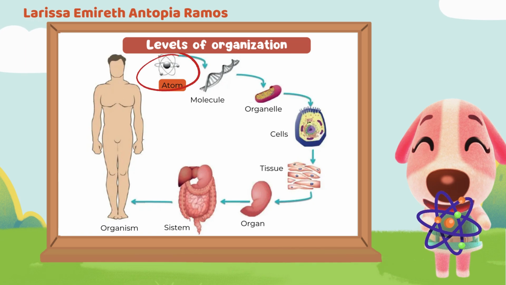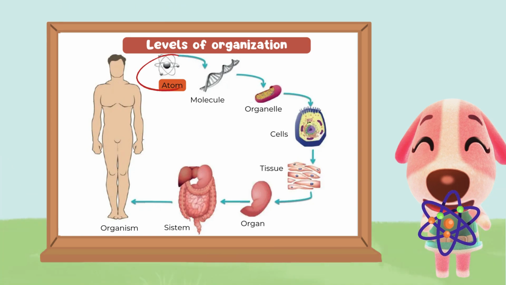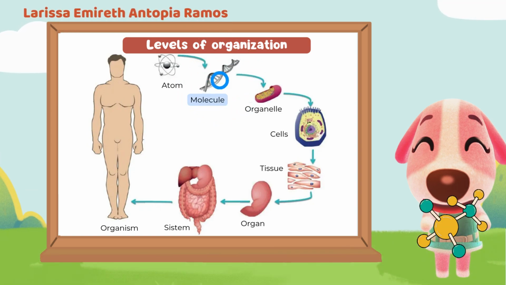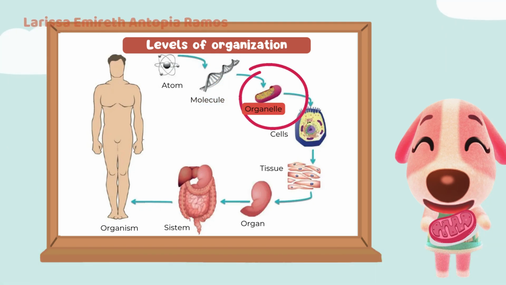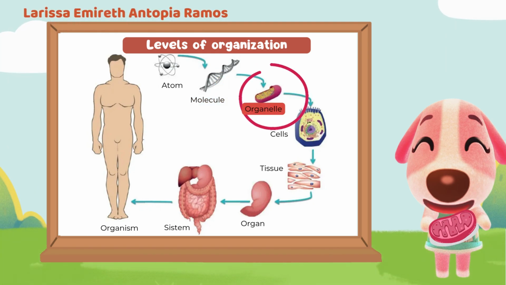Atoms are the smallest units of matter and are fundamental to everything around us. For example, carbon, oxygen, and hydrogen are some of the atoms that make up our cells. And when atoms combine, they form molecules. Next, molecules combine to form organelles, small structures within cells that perform specific functions. For example, mitochondria produce energy, and the nucleus stores DNA.